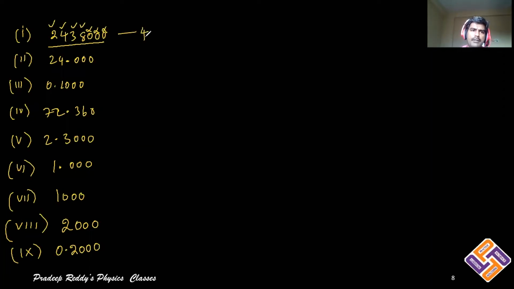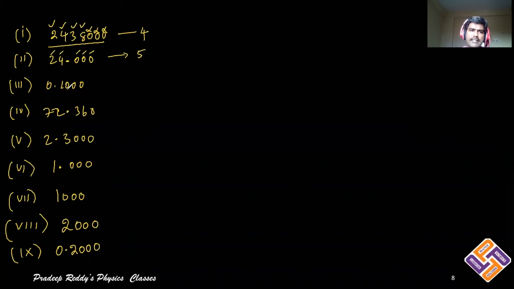Come to the second example. This is greater than 1. 24 is obviously greater than 1. 24.000 is greater than 1. And the rule tells that for greater than 1, after the decimal point and before the decimal point, whatever zeros are there, they are significant. So here 1, 2, 3, 4, 5. 5 significant figures are there.